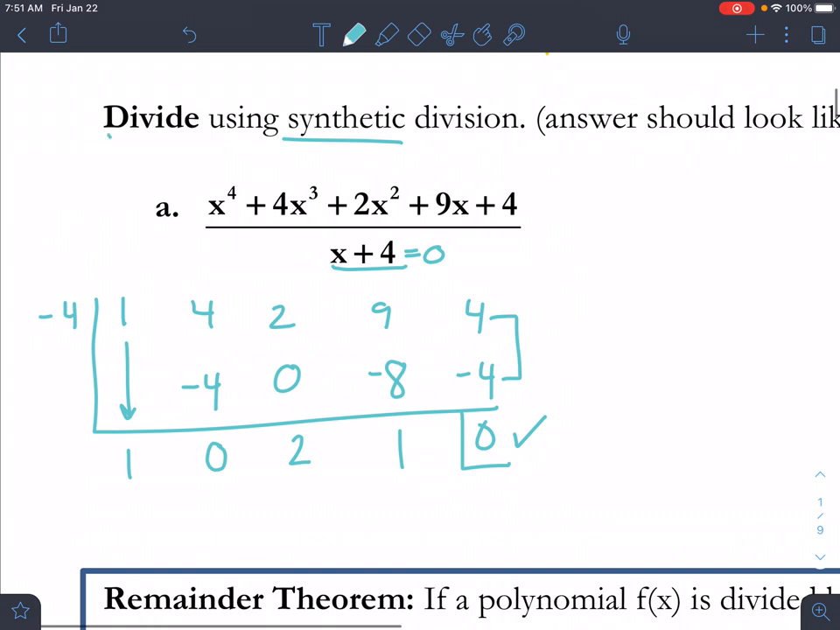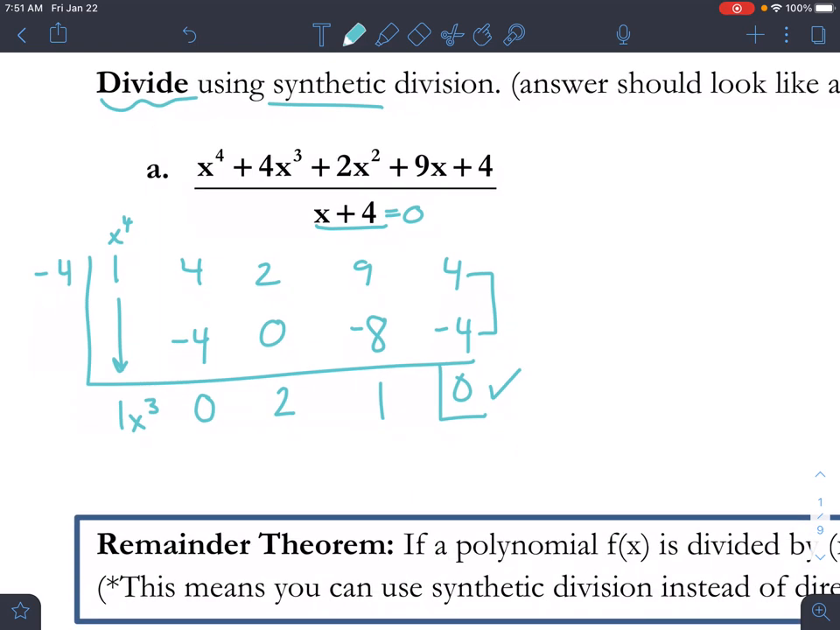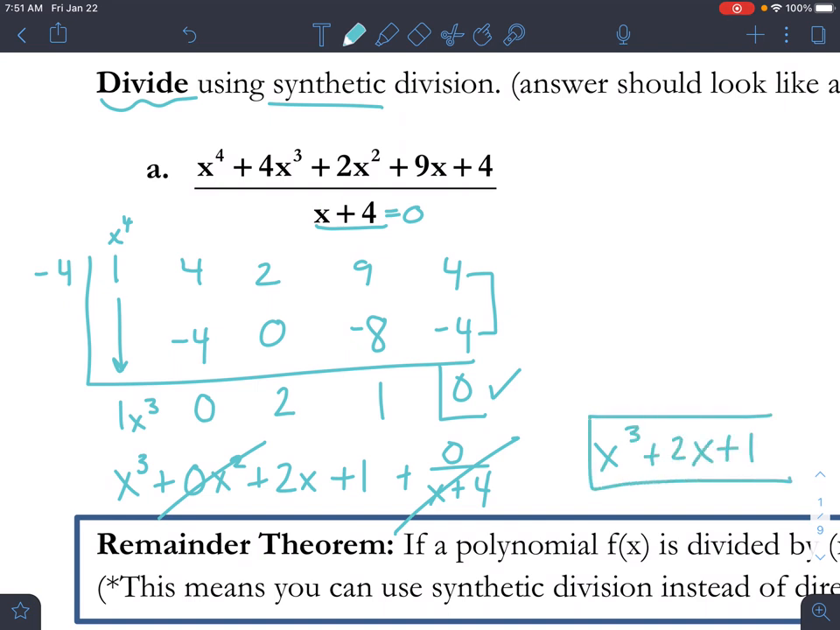This said to divide, so our answer is going to be a polynomial. We started with an x to the 4th, so this is going to be an x to the 3rd. We bring it down 1 power. So we've got 1x to the 3rd plus 0x squared plus 2x plus 1, plus 0 over x plus 4. So we don't really need this or this. My final answer is x cubed plus 2x plus 1. And that is it.